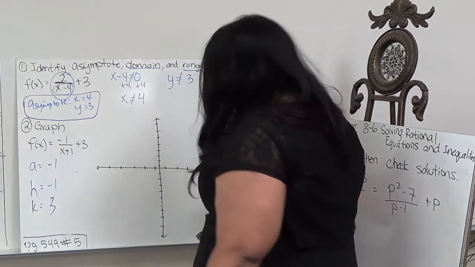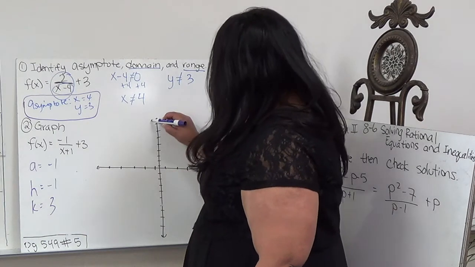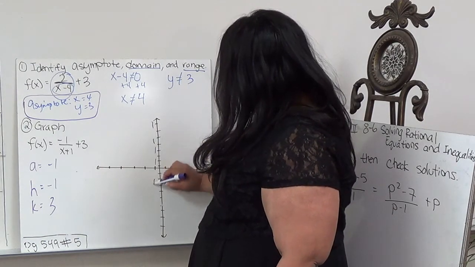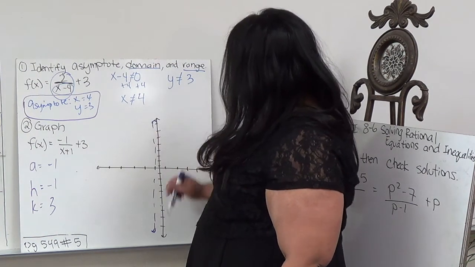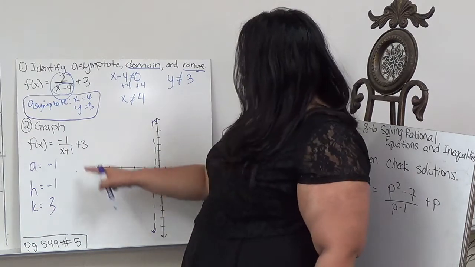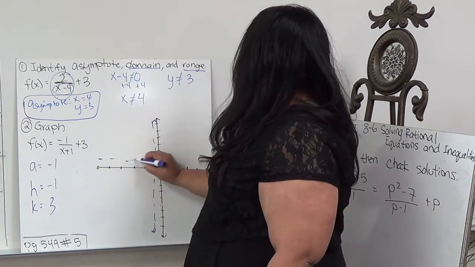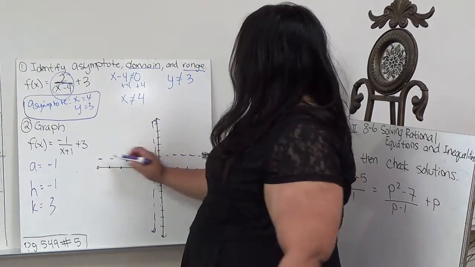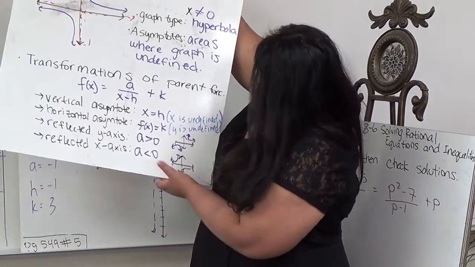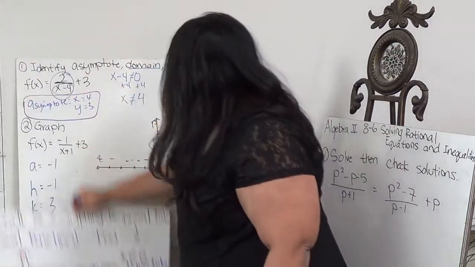My h tells me my x asymptote. I'm going to take this and move it to -1, because originally it's at 0, 0. At -1, x is undefined. Y is going to be 3: 1, 2, 3. This is my y asymptote. And because a is -1, it's smaller than 1, so I'm going to have the curve on this side. So it looks like this.